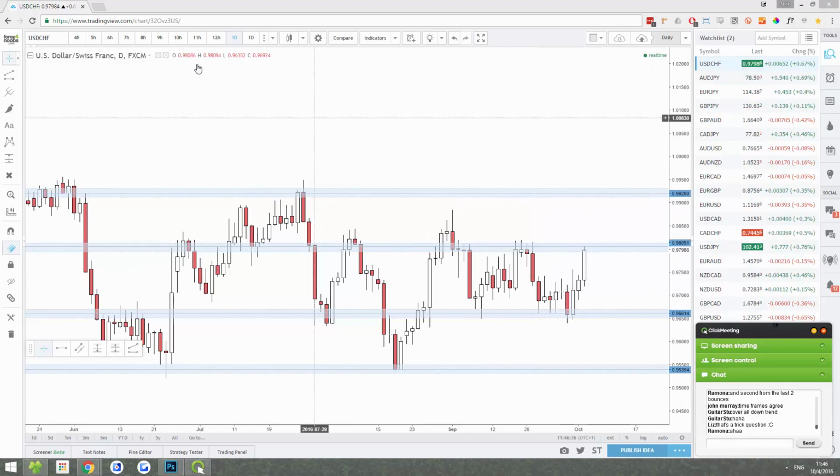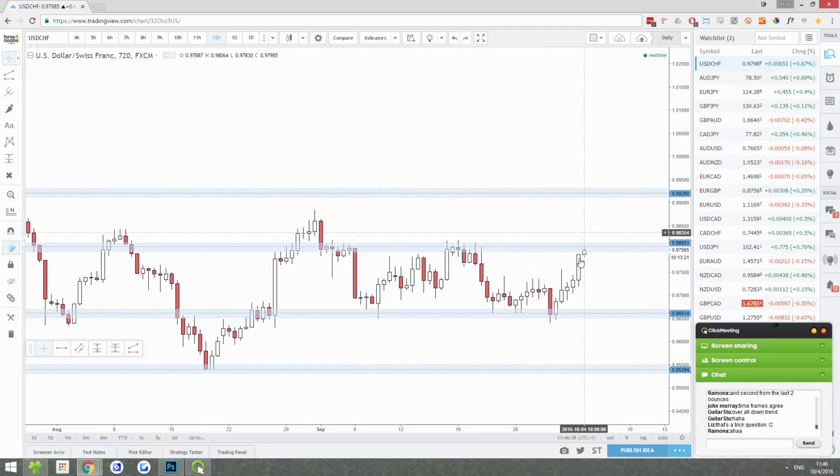We are already seeing signs of it stalling, and on the 12 hour too, so that's a pretty big time frame. Let's see what happens over the next 10 hours on this 12 hour chart. See how it closes, and we'll go from there. Nice.